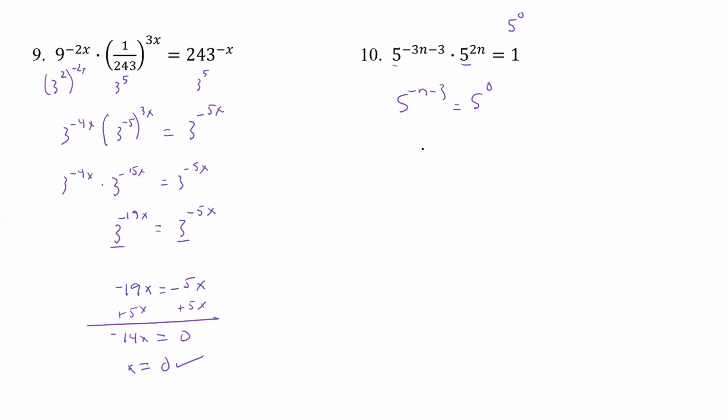So, like bases, minus n minus 3 equals 0. Well, this time I'm going to add n to both sides, and then n is equal to a negative 3. And so that would then be my final answer on that one. And again, if you wanted to, you could go back in and check and make sure that actually did work.